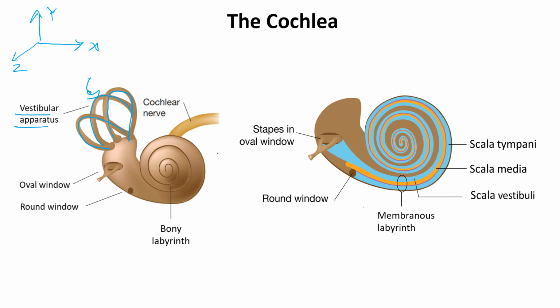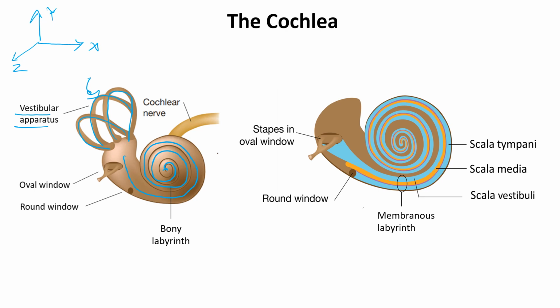These canals are fluid filled, and any motion of your body results in movement of the fluid inside the canals, and that helps our brain to determine the position of the body. The cochlea is this snail-shaped structure that you see over here.